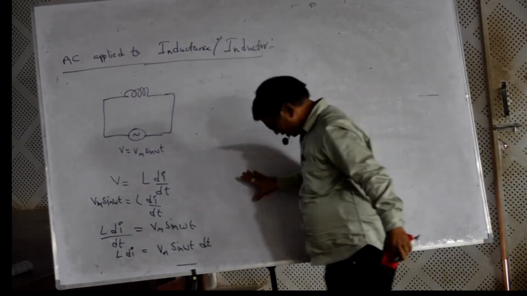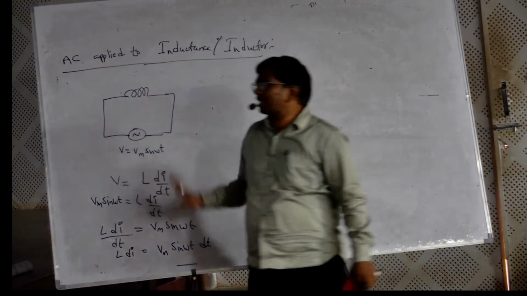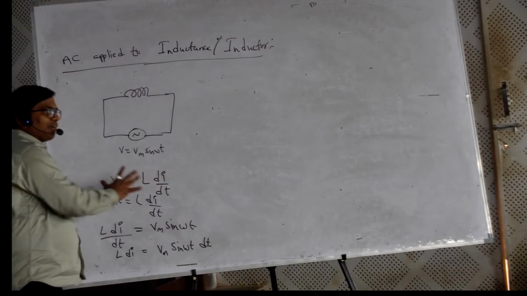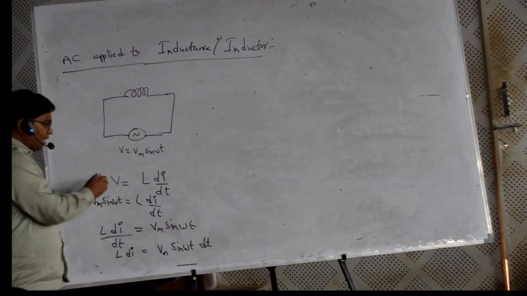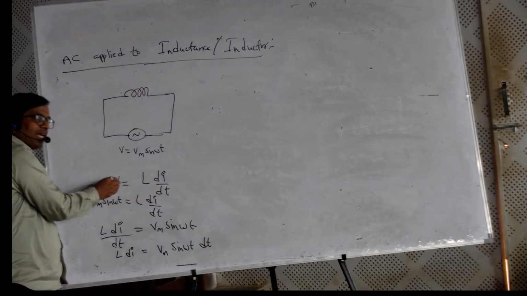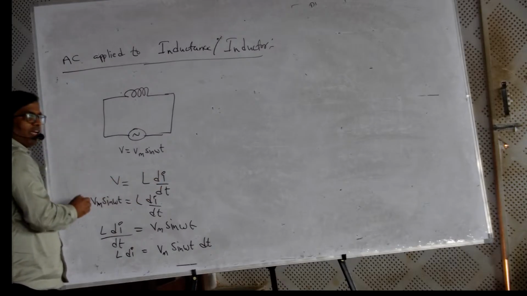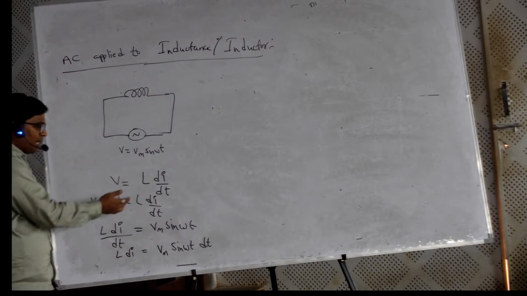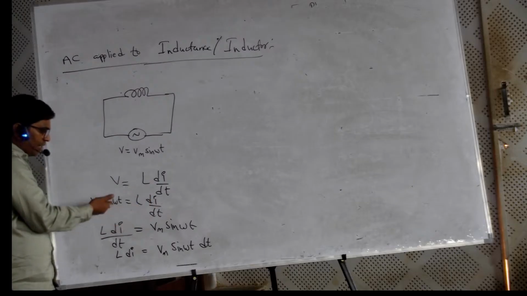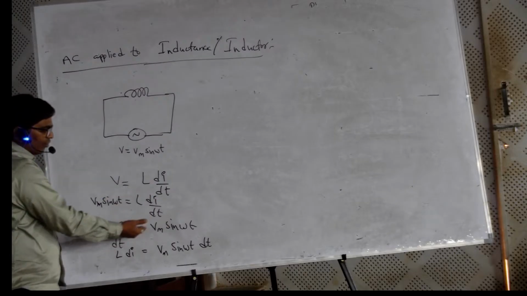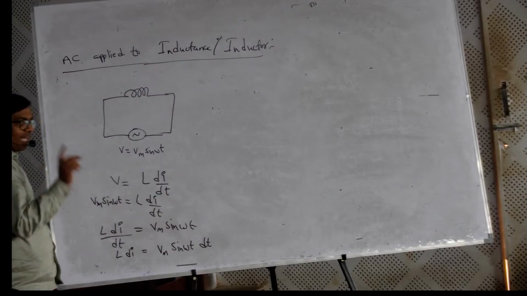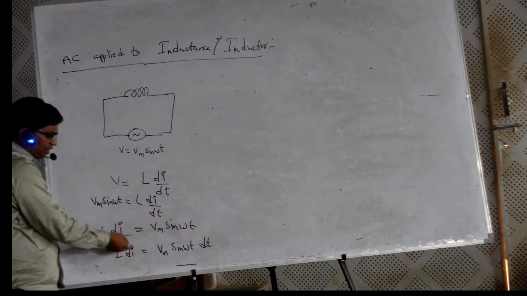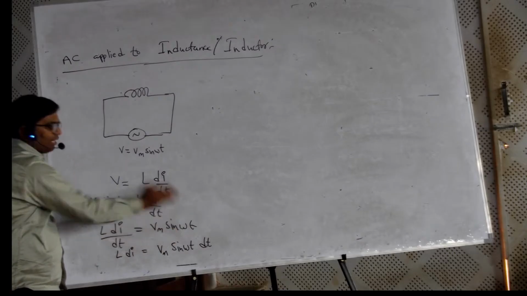What is the equation? V is equal to L di by dt. Simple mathematics. V is equal to Vm sin omega t. This is the formula with respect to the inductor. So V is equal to L di by dt, and what is V in AC circuits? Vm sin omega t. Vm sin omega t is equal to L di by dt. Simple mathematics, we require the I equation. Now I bring L dt there. So L di is equal to Vm sin omega t dt.